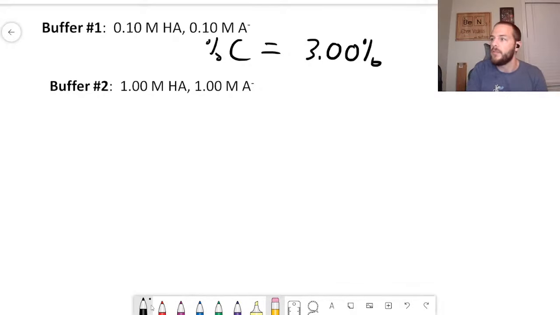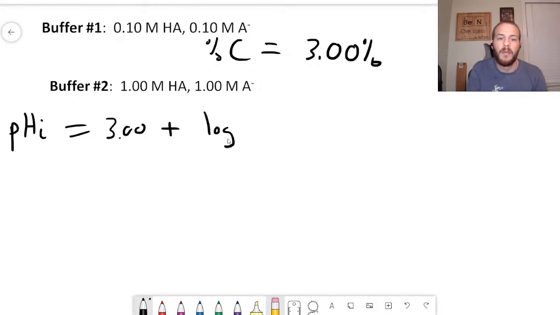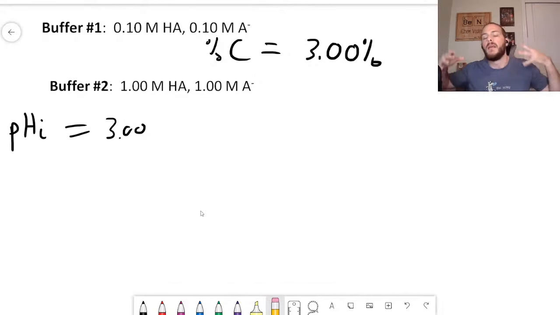So the initial pH, we'll go ahead and calculate that. Again, let's use the Henderson-Hasselbalch equation: pKa, 3.00, plus the log of the concentration of base over acid. In this case, it's 1 over 1. 1 over 1 is 1, so you have the log of 1, which is 0. So just like in buffer number 1, the initial pH is the pKa, which is 3. So anytime the concentrations of weak acid and conjugate base in your buffer are equivalent, then the pH of your buffer solution is going to be equal to the pKa of that weak acid.